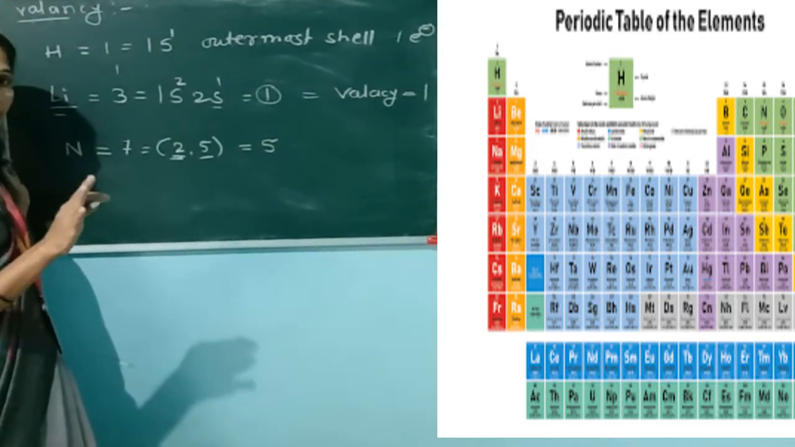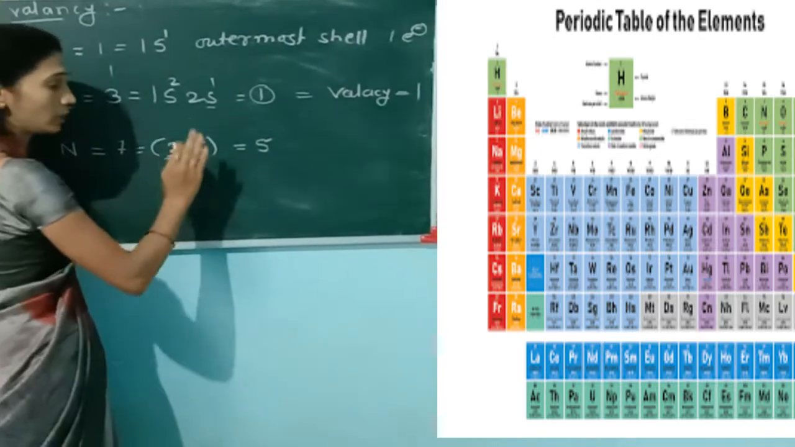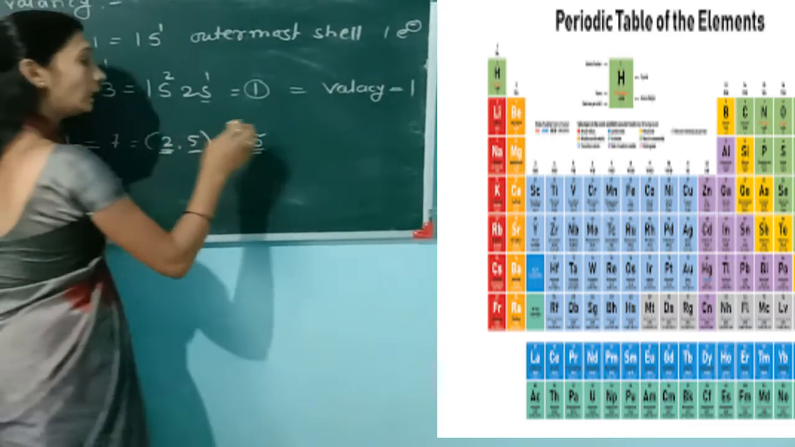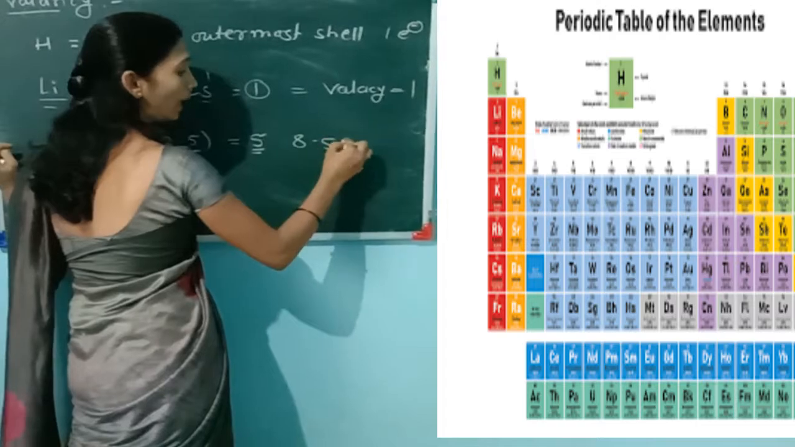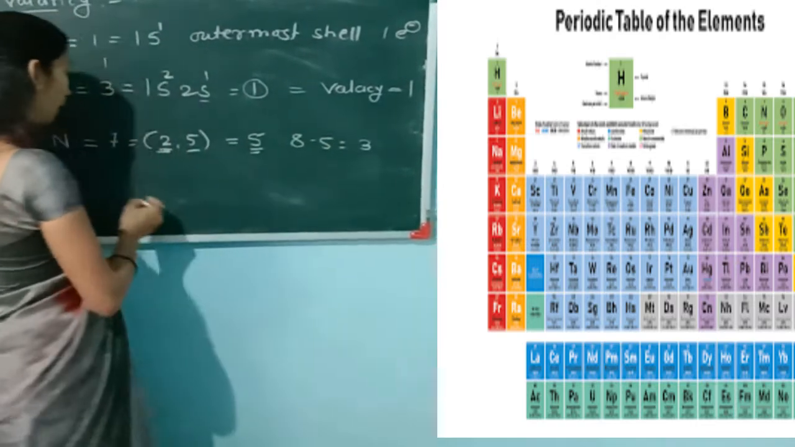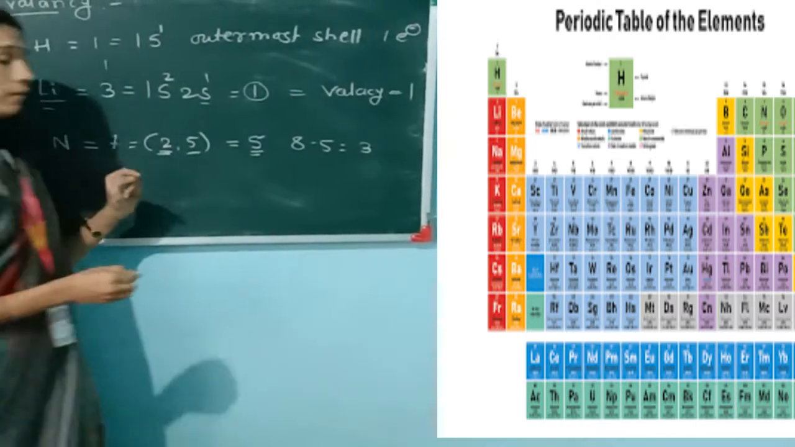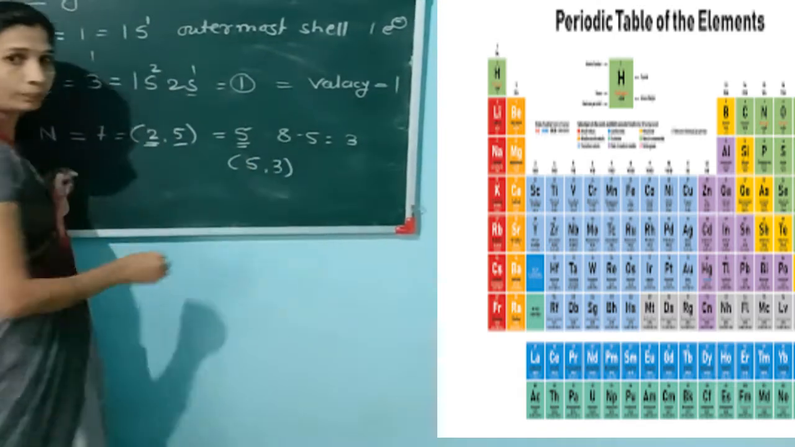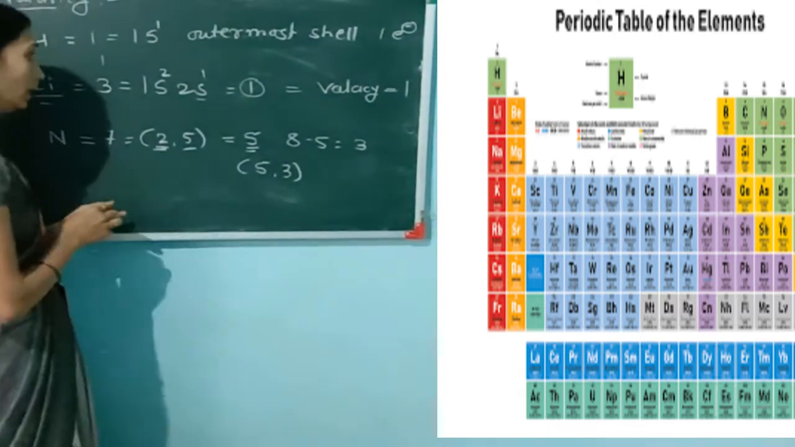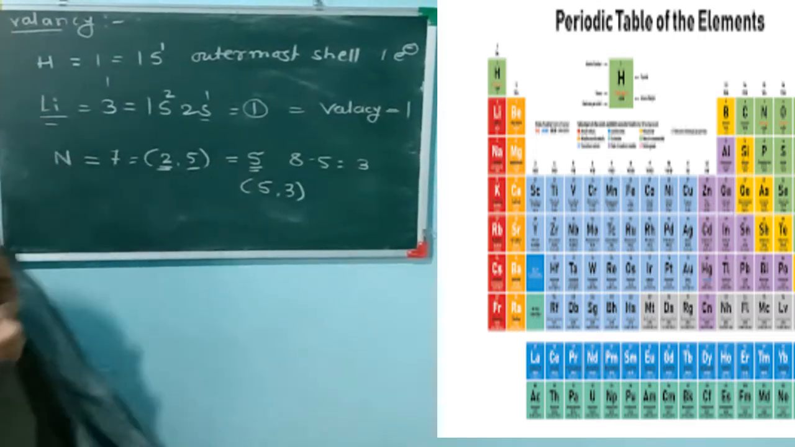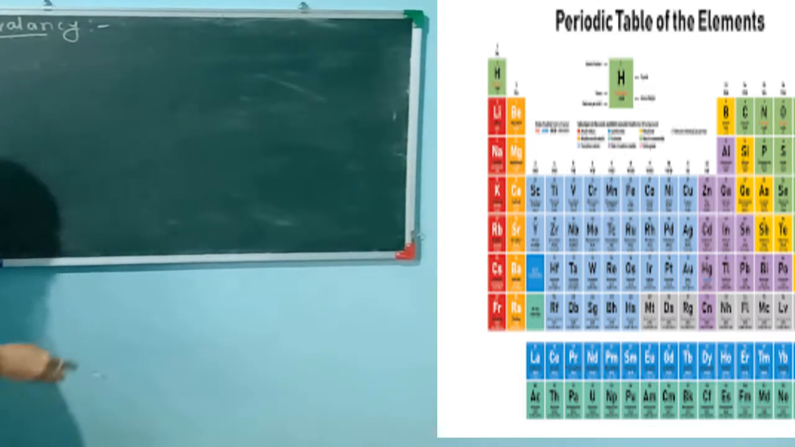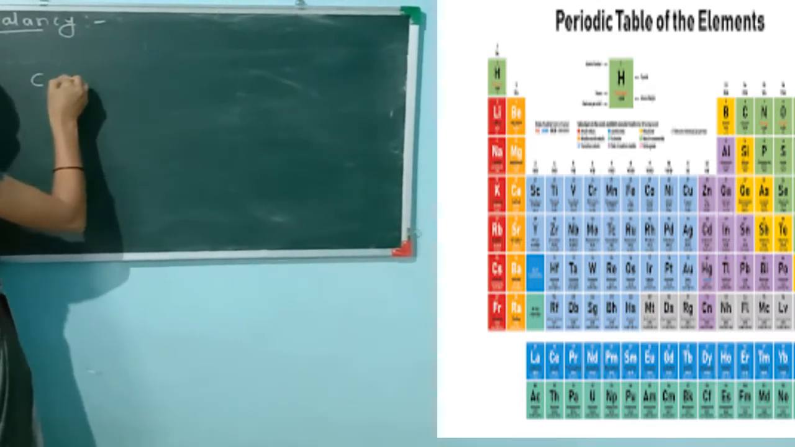There are 2 valencies by the 2 definitions or 2 rules. The first is 5, and the other is 8 minus 5, that is 3. Therefore nitrogen has 2 valencies, 5 and 3.